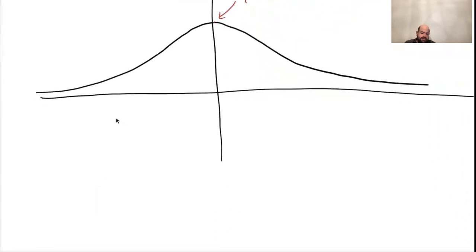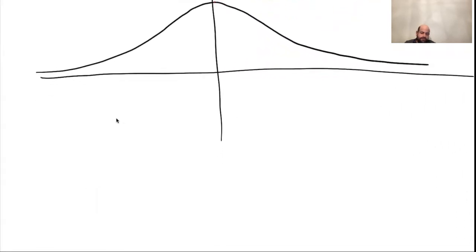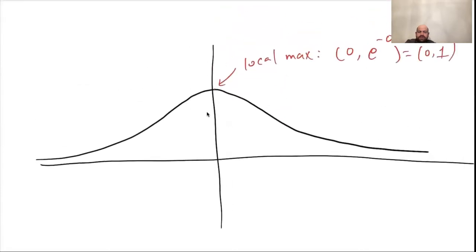So let me give a remark here. The solution is complete here. We sketched the graph of this function. This is a graph of y equals e to the power minus x squared.